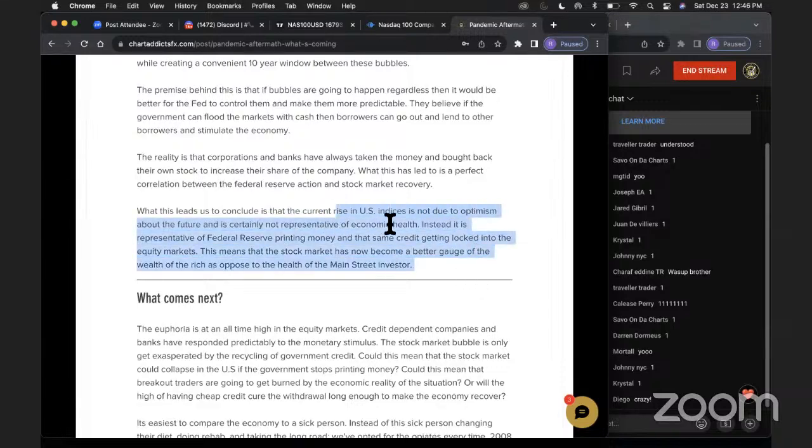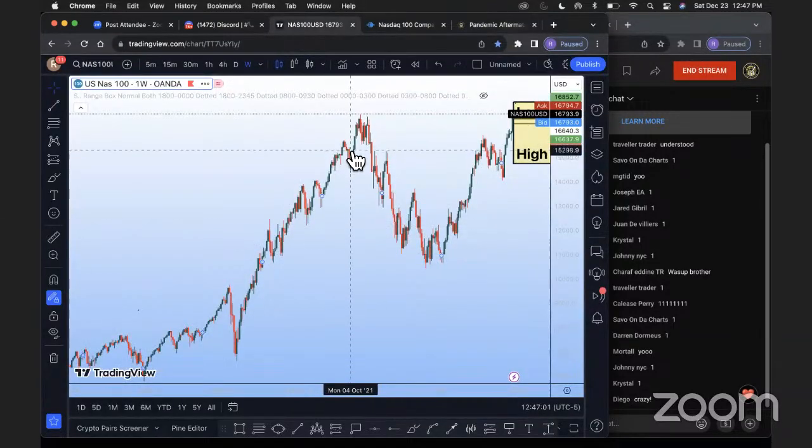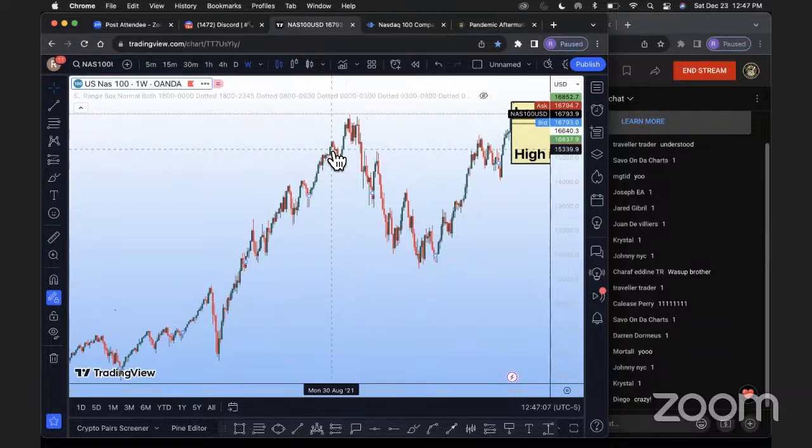The conclusion is that the rise in US indices is not due to optimism about the future, and it's not representative of the economic health. Instead, it's representative of Federal Reserve printing money and that same credit getting locked into the equity markets. This means that the stock market has now become a better gauge of wealth of the rich as opposed to the health of the Main Street investor. Ain't that crazy? Which is why the wealth gap went insane during 2020 and 2021, because the more stocks you owned, the richer you got, the more real estate you owned, the richer you got, et cetera, et cetera.